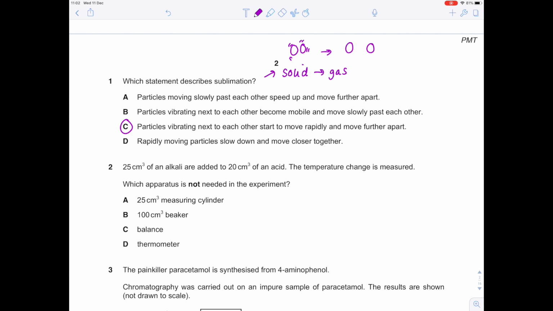2. 25 centimetres cubed of an alkali are added to 20 centimetres cubed of an acid. The temperature change is measured. Which apparatus is not needed in the experiment?